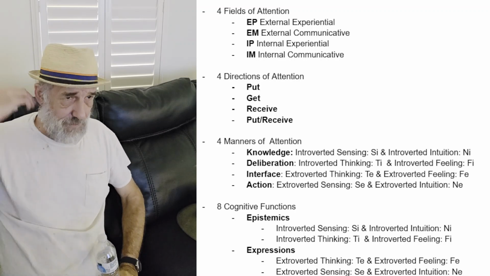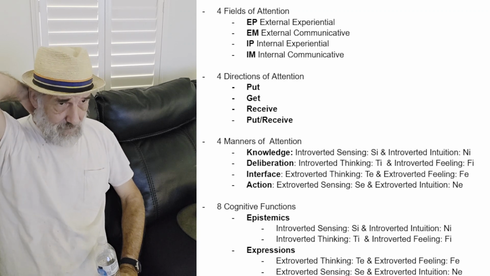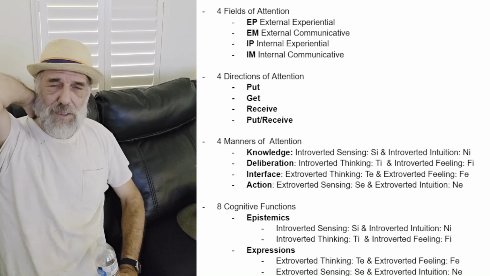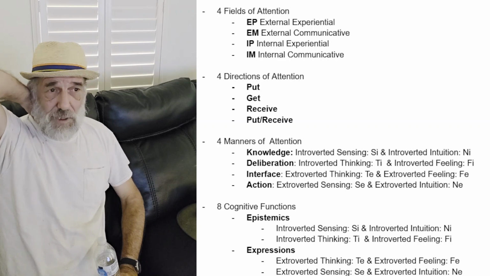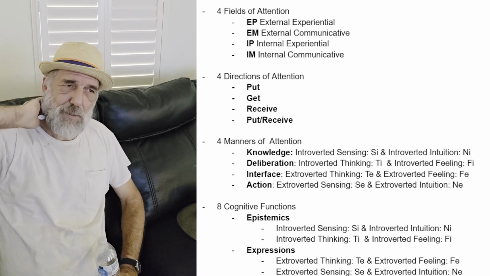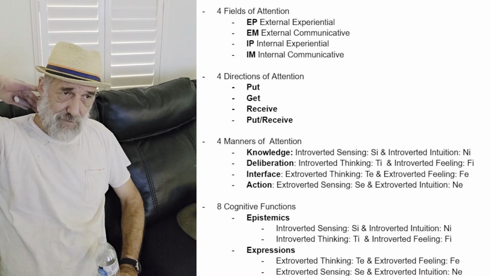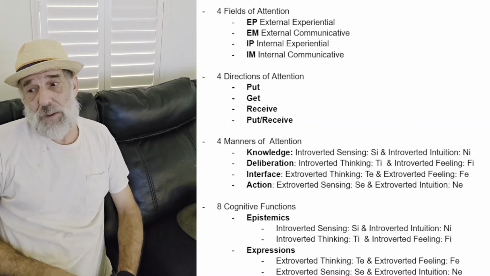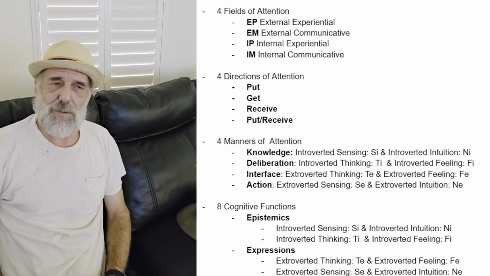There are 8 cognitive functions. 4 of them are epistemics, introverted sensing and introverted intuition, and introverted thinking and introverted feeling, ways of knowing and deciding things. And the difference between them is knowledge is instantaneous, whereas deliberation takes time. And then there are expressions of self, let's say externalizations. Those are extroverted thinking and extroverted feeling, or your interface ones, and extroverted sensing and extroverted intuition are your regular action ones. Therefore, there are 16 total configurations because there are 16 total possible pairings of the first 2 functions, given the fact that action has to go with deliberation and interface has to go with knowledge.